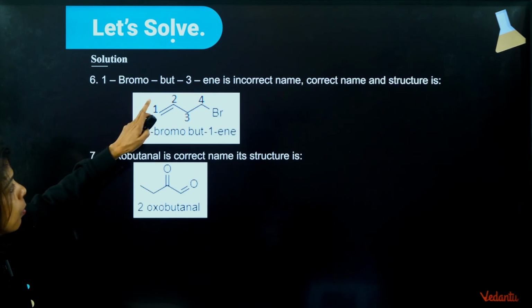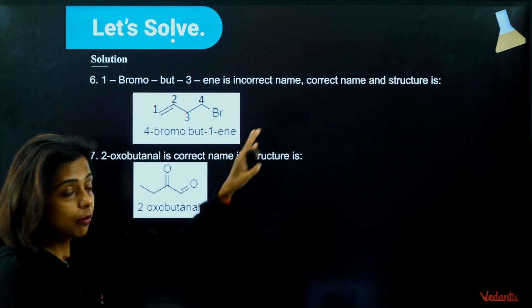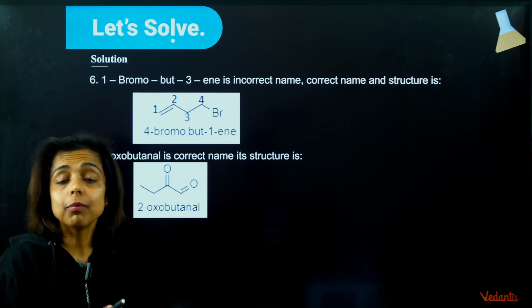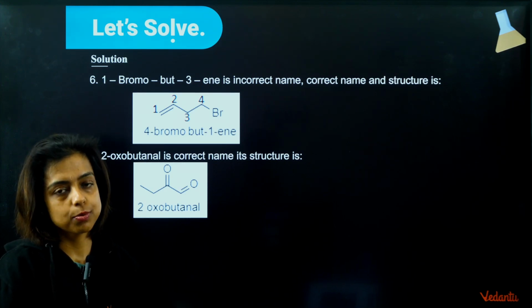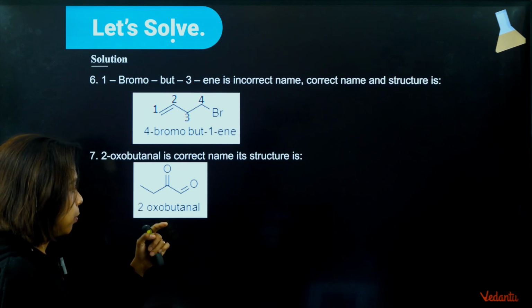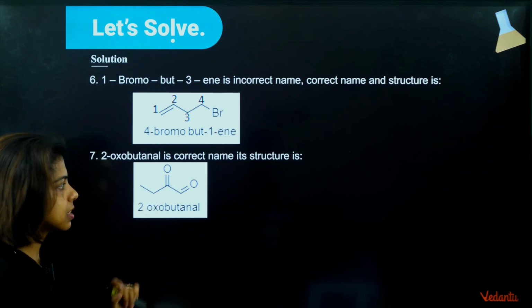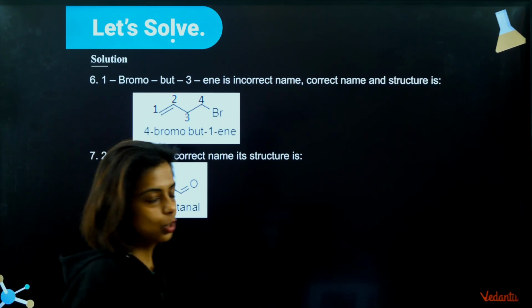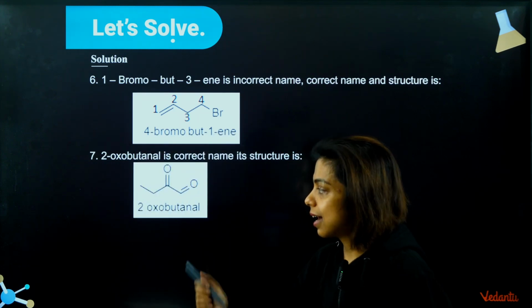नेक्स्ट 1 ब्रोमोब्यूटेरीन. तो अगर आप ऐसे करोगे, अगेन नंबरिंग गलत है क्योंकि डबल बॉन्ड को छोटा नंबर मिलना चाहिए एज कंपेयर टू सब्स्टिट्यूएंट, सो दैट इज आल्सो रॉन्ग. नाउ द लास्ट वन इज 2 ऑक्सोब्यूटेनल. ब्यूटेनल बना लिए, 2 ऑक्सोब्यूटेनल. दिस इज करेक्ट. द ओनली करेक्ट IUPAC नेम जिससे करेक्ट स्ट्रक्चर बन रहा है, दैट इज 7, राइट?